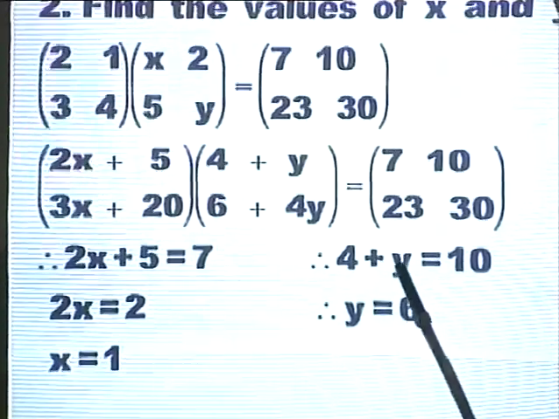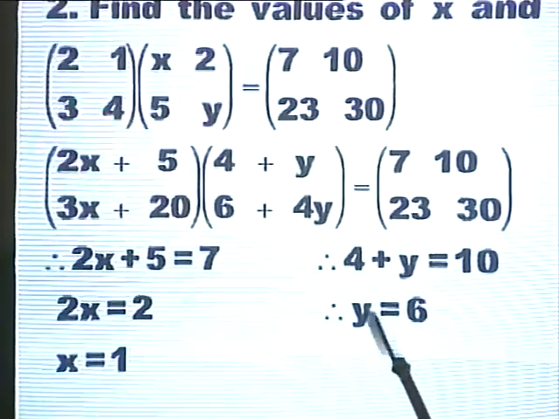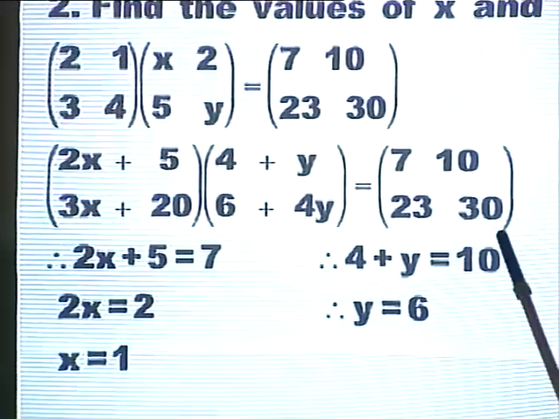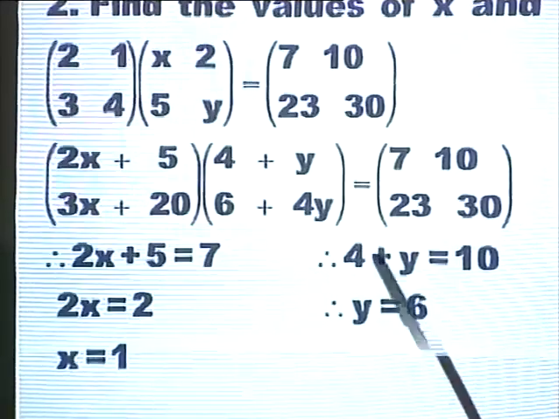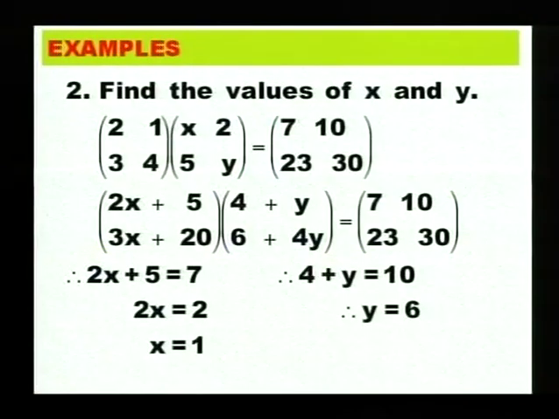And then for the other side, 4 plus y is equal to 10. Then y is equal to 6. You can also use 6 plus 4y equals 30. If you subtract 6 on both sides, you will get 24. Divide 24 by 4, you still get 6. Okay, so that's based on the equality of matrices.